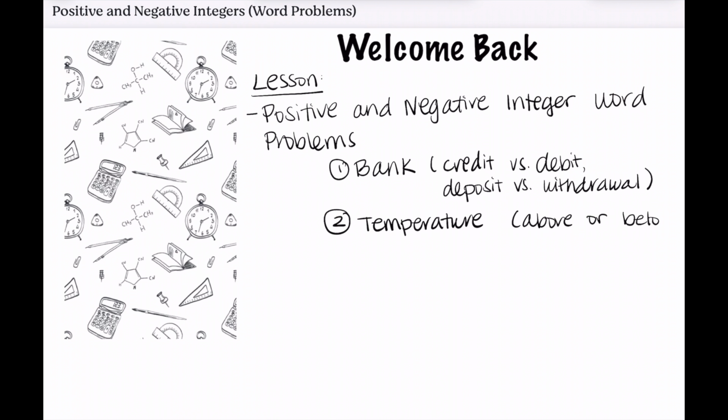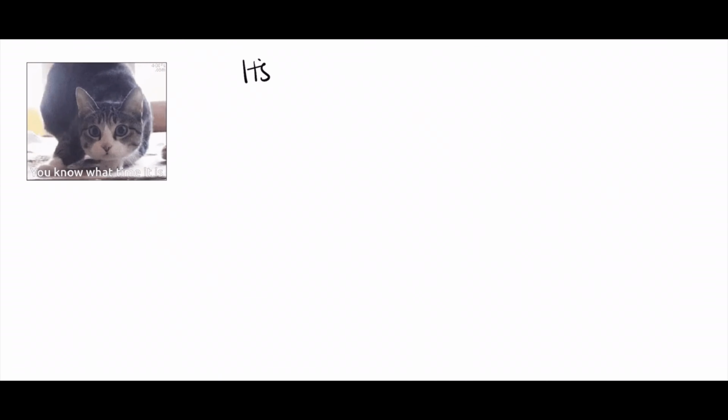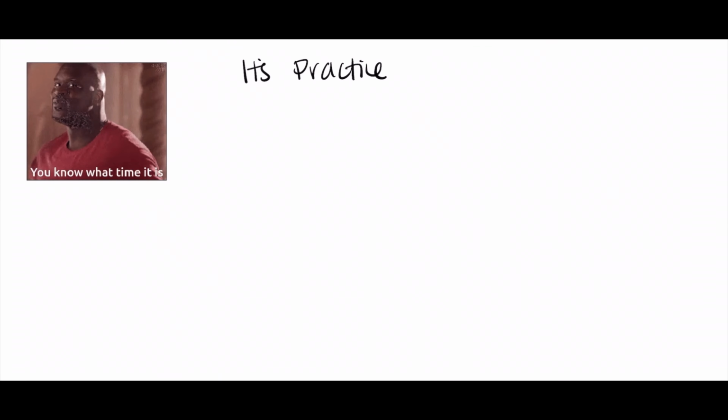Then the second type of question we're going to have for today's lesson is word problems that involve temperature. So our temperature is either going to be above or below zero, and we're going to go through the two types of systems we use to measure temperature. And the last type of question we're going to have are questions based on elevation, so either above or below sea level.